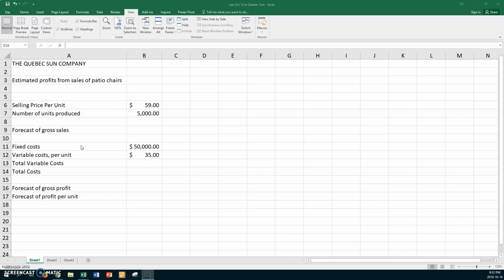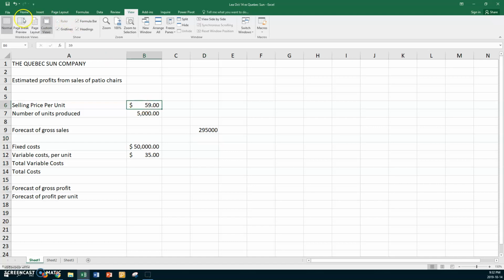So first of all, what we want to look at is, if you know the selling price of each unit is $59 and you're going to produce 5,000, then your forecast, and I'm going to put your sales over here because I want to make it easier for you to understand. So your forecast of gross sales would be equals your 5,000 units times your price. Okay, and that would give you 295,000.